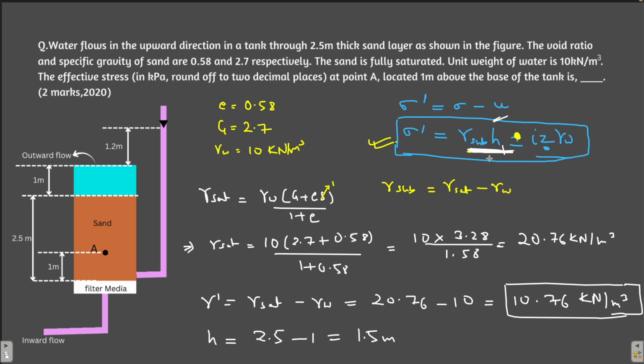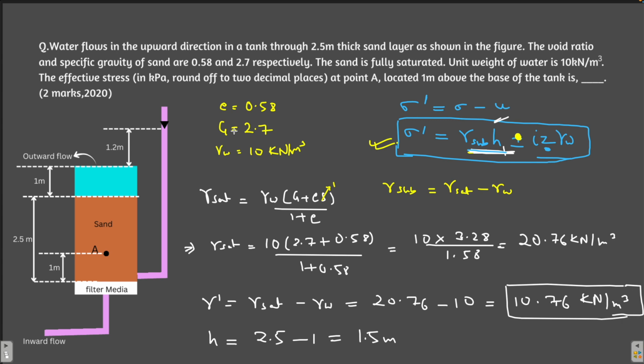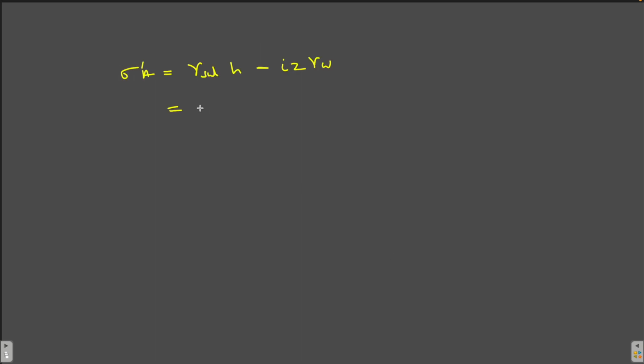So we know gamma submerged, we know height, we know I, Z, gamma W. So we'll put everything in this equation and find out the value of effective stress at point A. Let's do that. Effective stress at point A is equal to gamma submerged into height h, where h we are taking from the top, minus I Z gamma W. So these many concepts were involved in here. Gamma submerged of the soil we have calculated, and it was 10.76 kilonewton per meter cube.